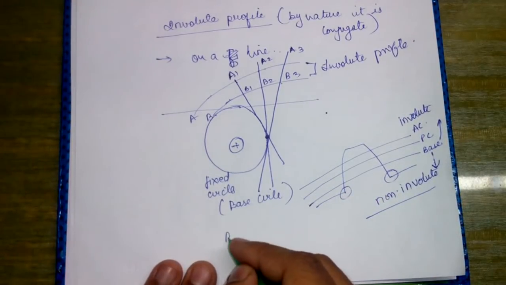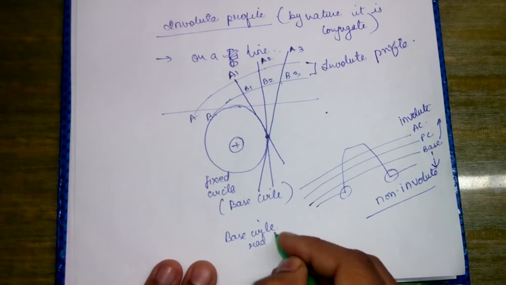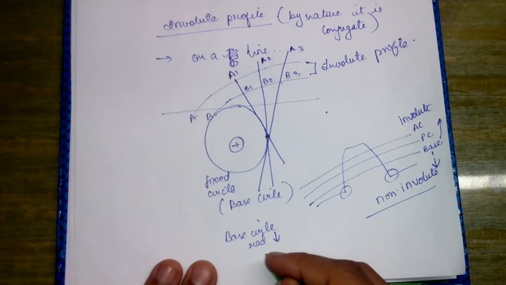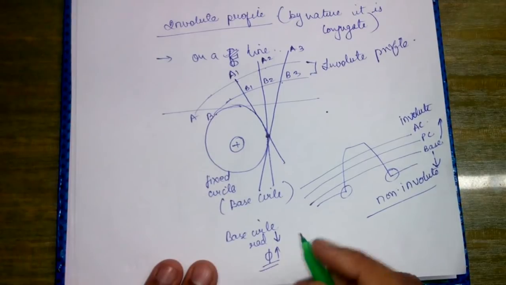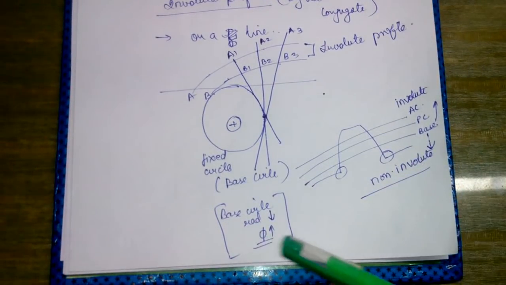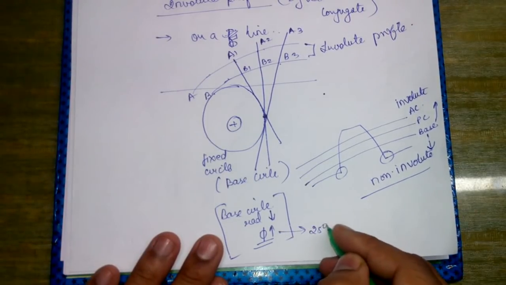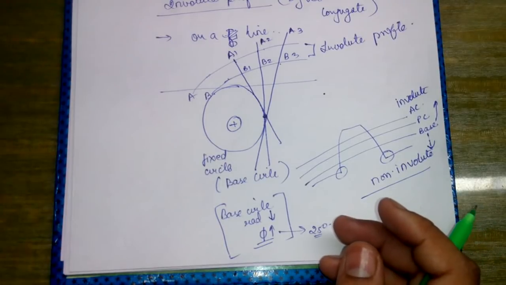और अगर हम बेस सर्किल का रेडियस डिक्रीज करेंगे then correspondingly we would increase the pressure angle. लेकिन प्रेशर एंगल को बढ़ाने पर भी एक लिमिटेशन है कि the maximum value of this pressure angle can be only 25 degrees.